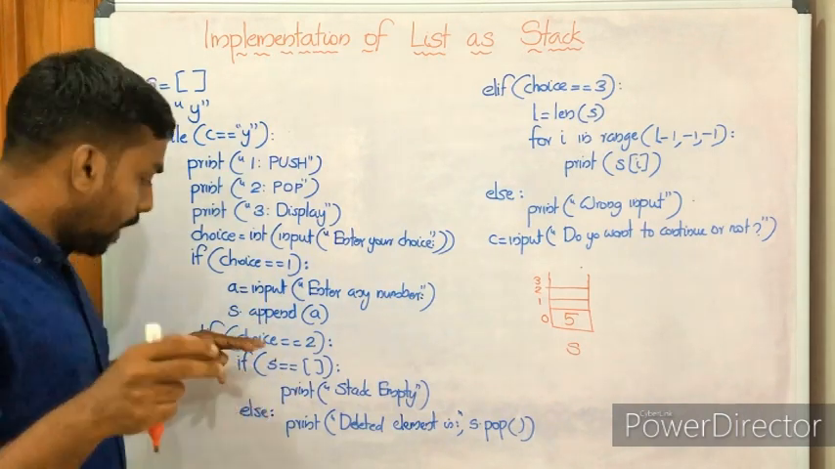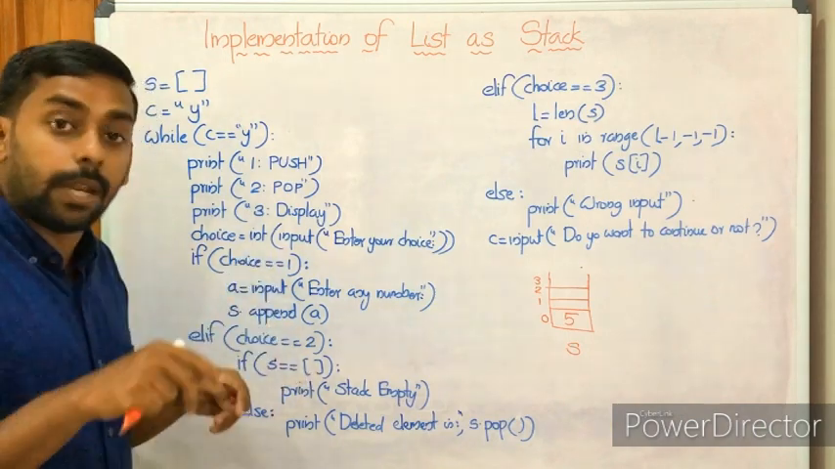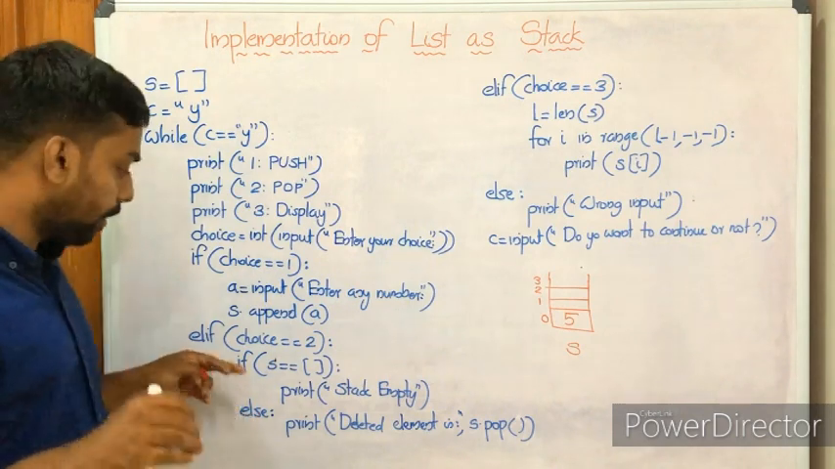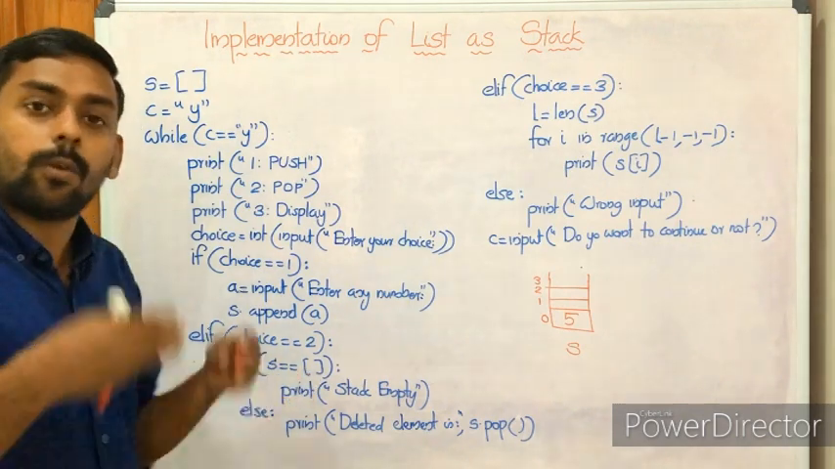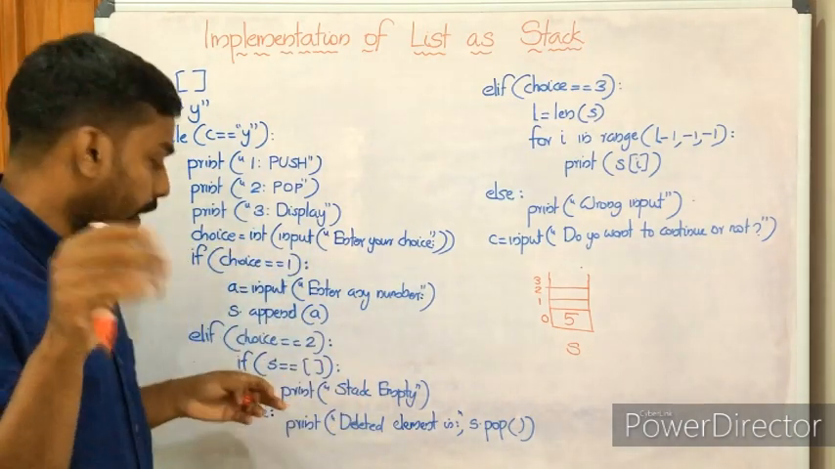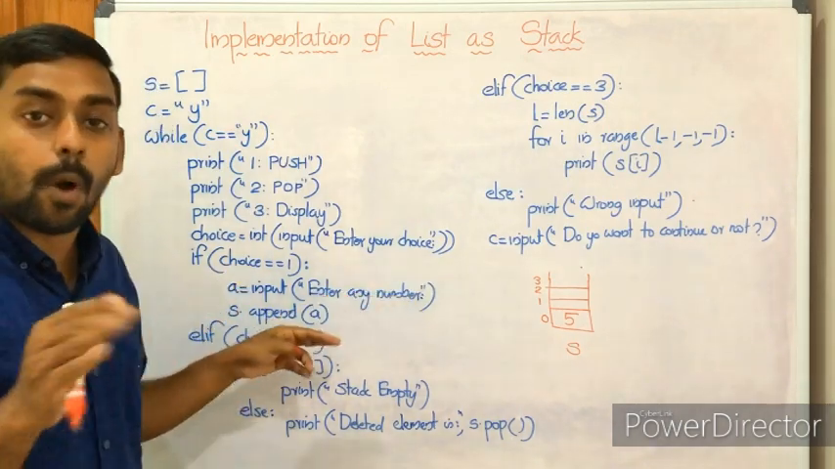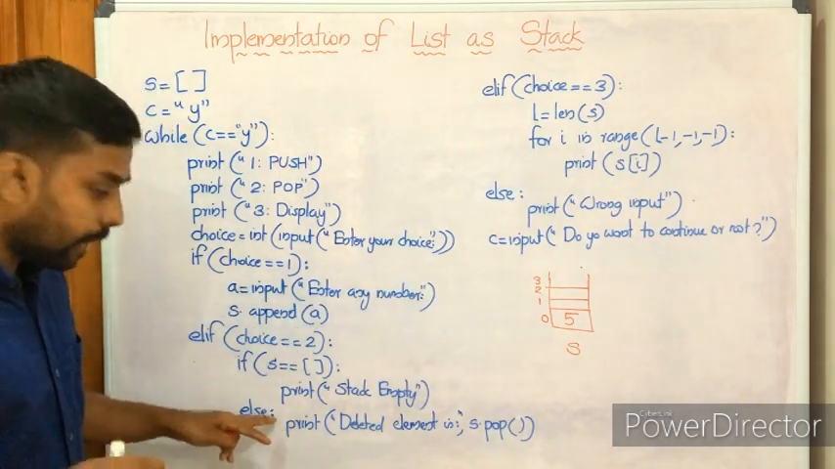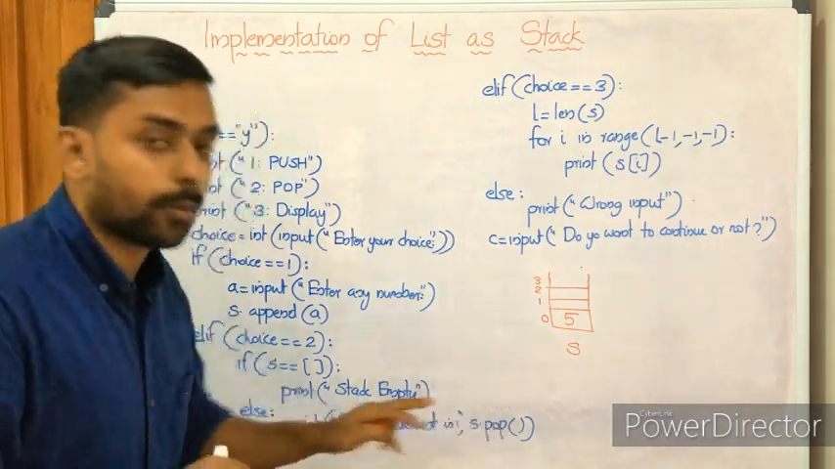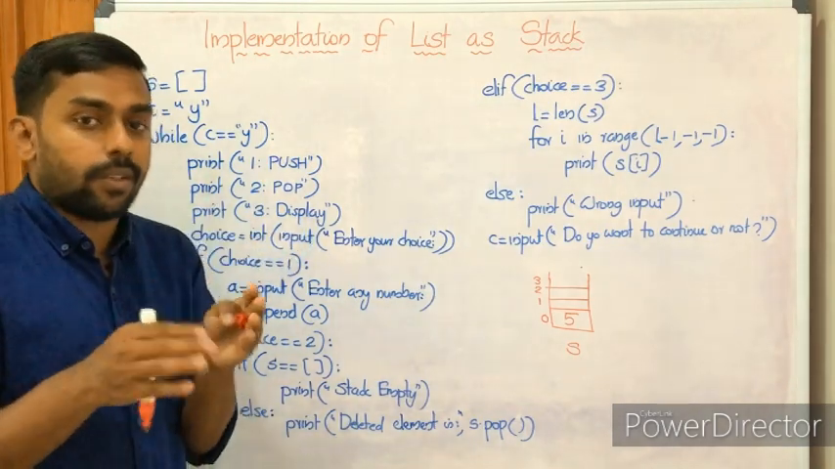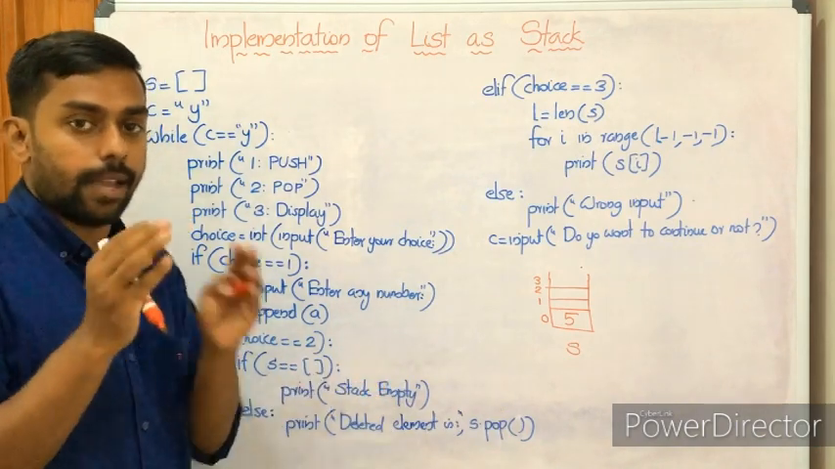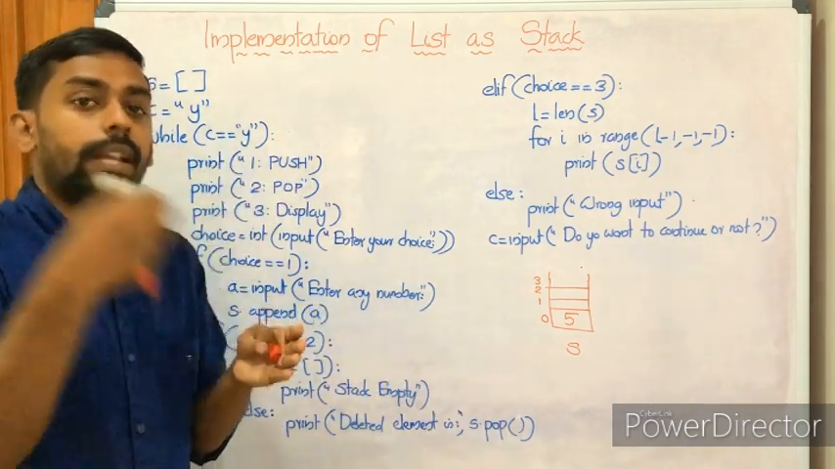What happens? We know it's for the pop operation. We have a function pop, and here you can see if s equal to empty square brackets, what it means is it's an empty list or empty stack. If so, we cannot perform the pop operation. If there is nothing in the stack, we cannot delete any item. Simple logic. Else means there are elements, so print deleted element is s dot pop. We perform the pop operation using the function pop, so s dot pop means the topmost element, the element which was added last, will be deleted.